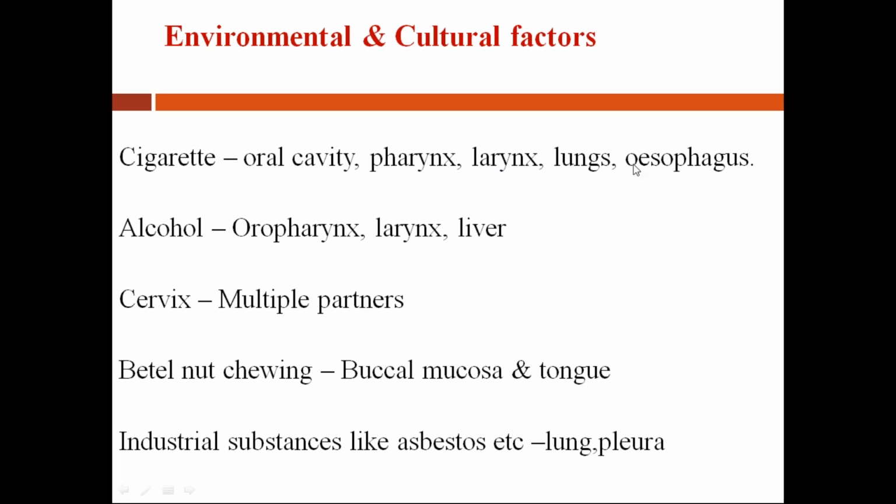Next, pharynx, larynx, lungs, esophagus. Alcohol: oropharynx, larynx, and liver. Multiple sexual partners: cervical cancer or penile cancers. And betel nut chewing, which I also mentioned yesterday. It's a carcinogen, causing cancer of the buccal mucosa and tongue. Now, industrial substances like asbestos cause lung cancers and mesothelioma. It's a malignant tumor arising from the mesothelial cells of the pleura. That's just general information for you.